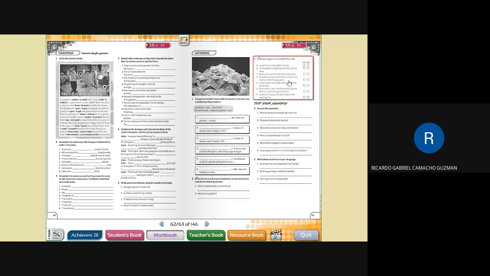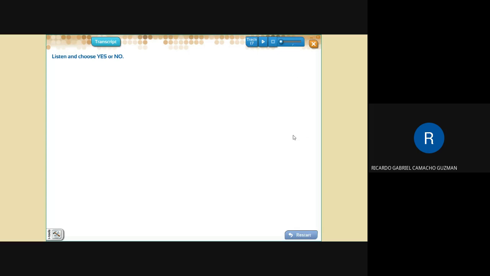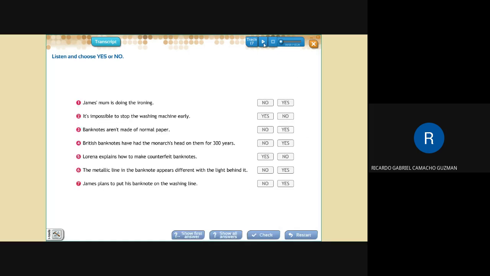Anyways, we're going to continue with the next exercise. As you can see here, we are going to listen to this conversation and answer yes or no. Again, it is going to be British, Cambridge style. We are going to listen the first time to answer and the second time to corroborate our answers. So please pay attention.